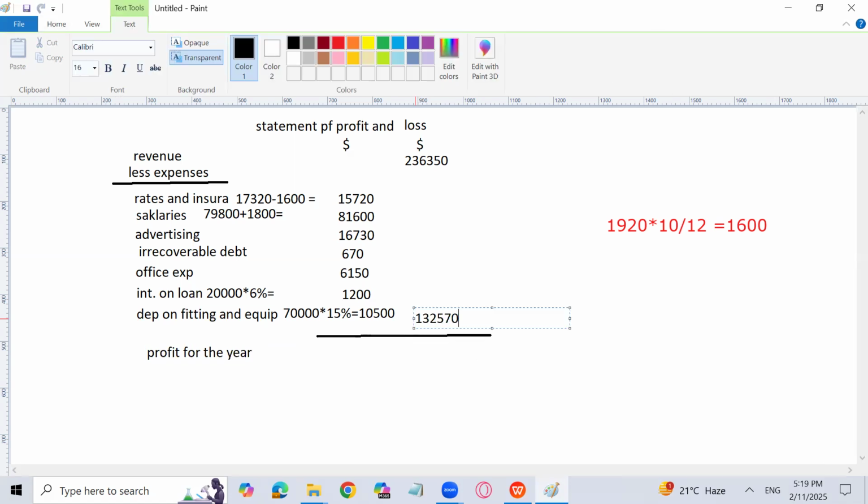132,570. And then I will subtract it from 236,350 minus 132,570. What is the profit for the year? 103,780 is the profit for the year.